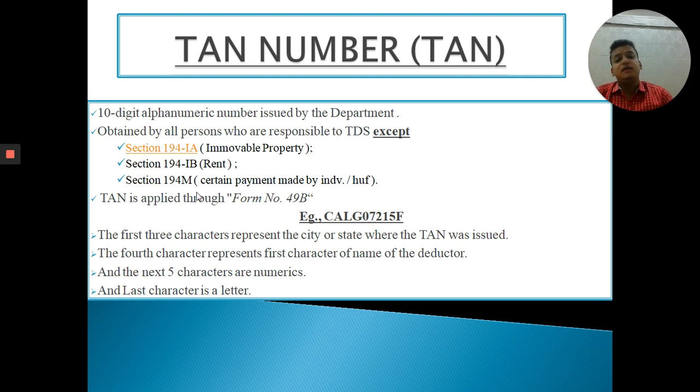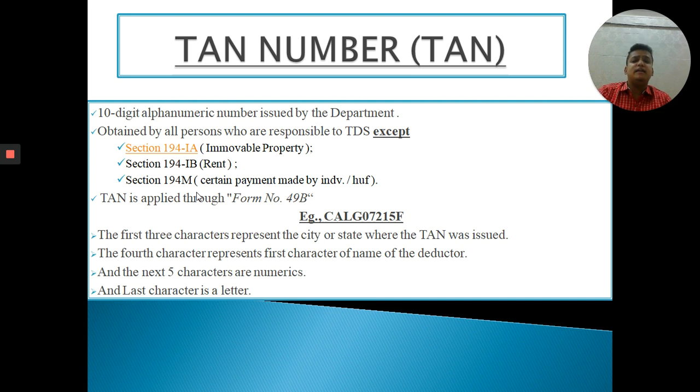Well, the next topic which I would like to touch upon is TAN. What is TAN? TAN is tax deduction account number. Any person who is responsible for collecting tax or deducting tax and further depositing it to the government's account, so that the deductee claims benefit of the tax deducted at source, will have to apply for a TAN number. What is a TAN number? It is a 10-digit alphanumeric number, containing numbers as well as alphabets.